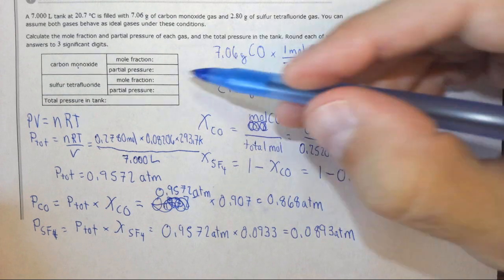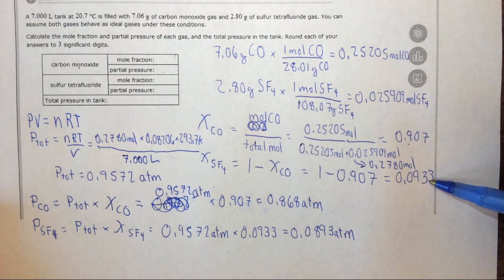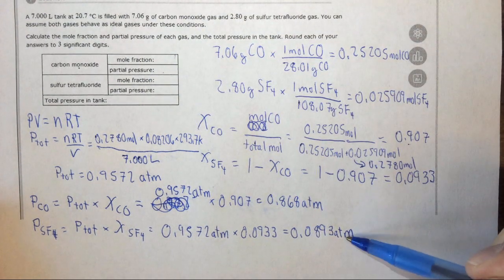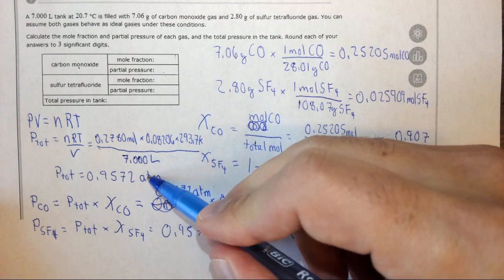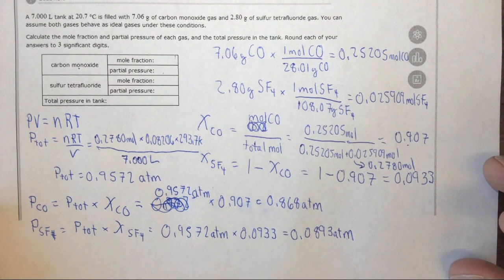This is the mole fraction of CO. This is the partial pressure of CO. This is the mole fraction of SF4. This is the partial pressure of SF4, and the total pressure is here. So I've solved all of these problems. This is quite a lot of work.